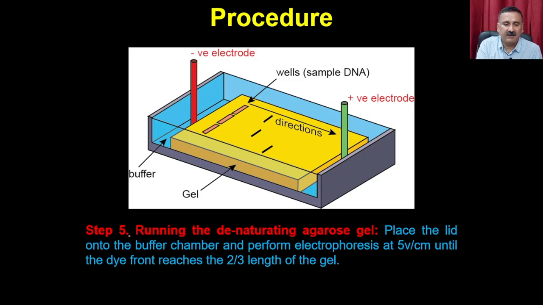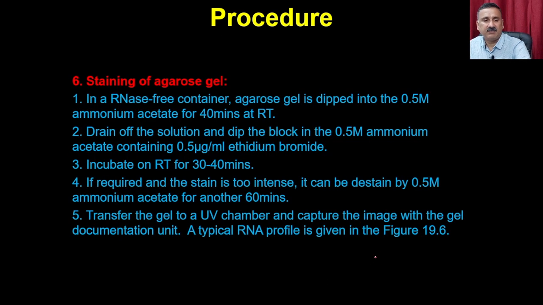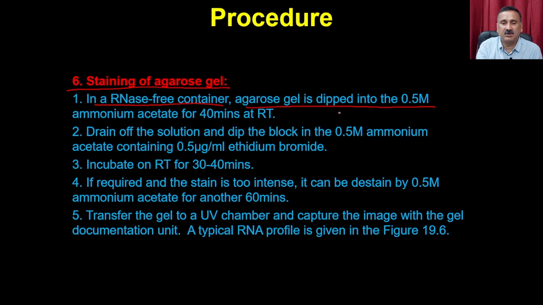So, in step 5, you are going to run the denaturing agarose gel. Place the lid onto the buffer chamber and perform the electrophoresis at 5 volts per centimeter until the dye front reaches two-thirds of the length of the gel. And then in step 6, you are going to stain the agarose gel. In an RNase free container, the agarose gel is dipped into 0.5 molar sodium acetate for 40 minutes at room temperature.